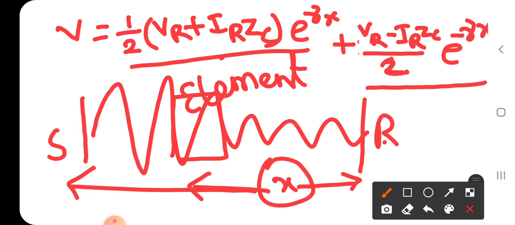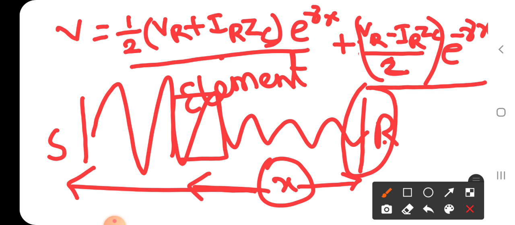If you observe the second component, as the value of x increases, the component value decreases. Initially at the receiving end, when x is equal to 0, it has the greatest value. That means as x increases, the wave is reflected and its magnitude decreases. Therefore, once again I will tell you how to write this in the examination.